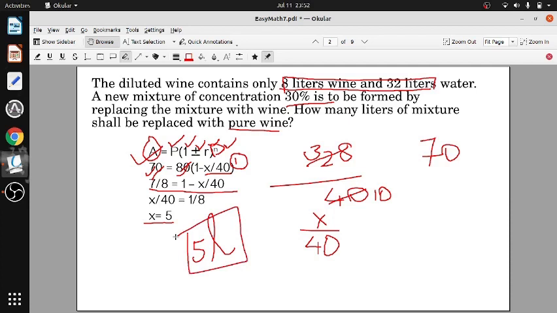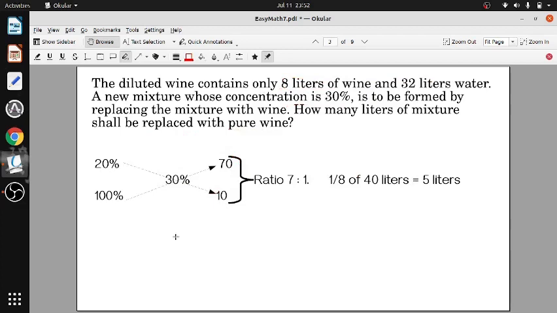Now the same question could also be solved in a slightly different manner. 8 liters out of 40 liters would be 8 by 40, 1 by 5, or 20%. And you are replacing it with pure wine. Pure wine would be 100%. And the mean value which we want to get after mixing is 30%. That is what we want to get.